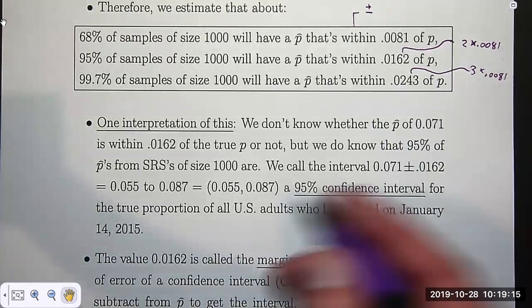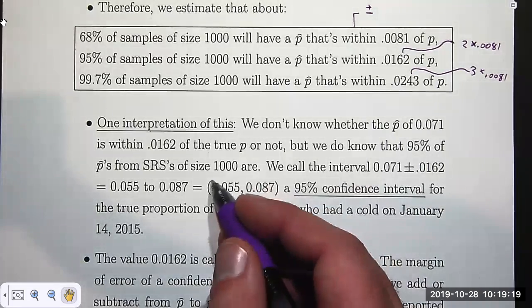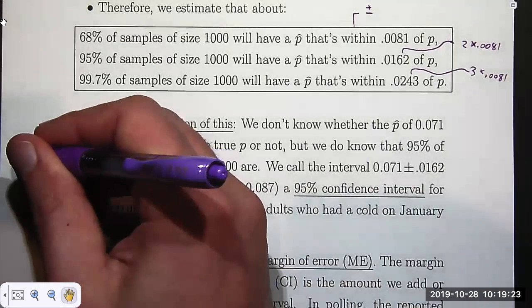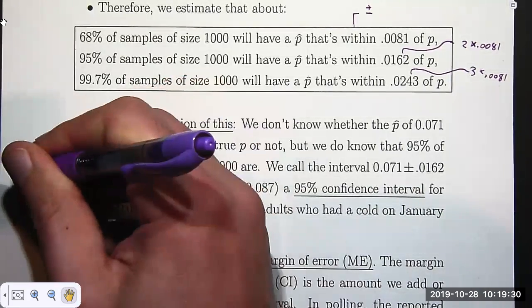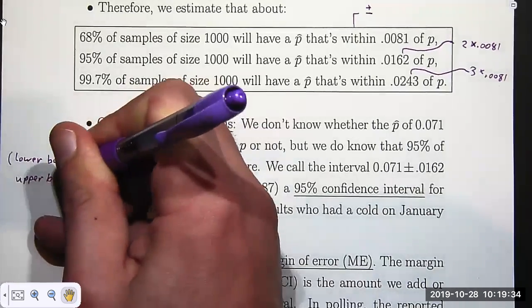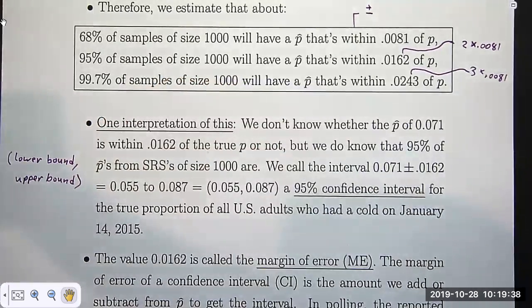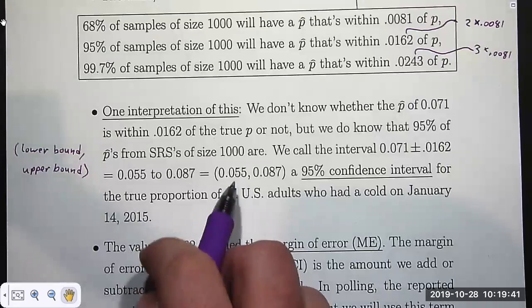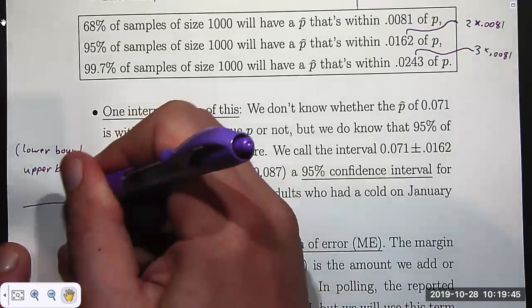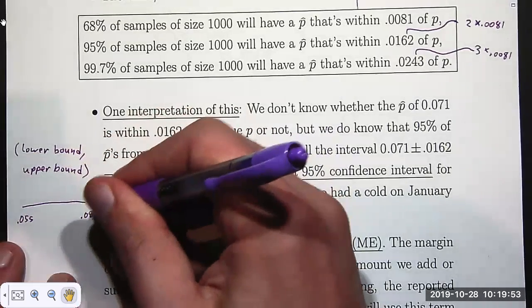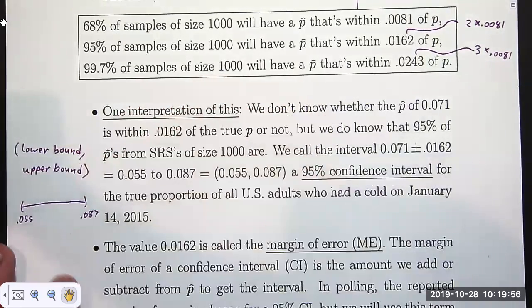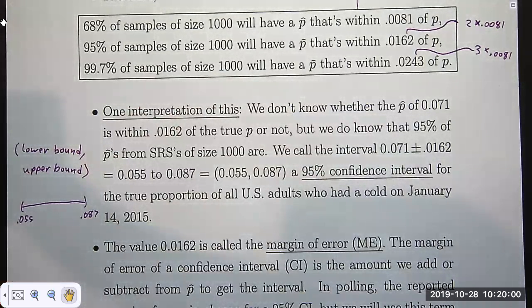All right, when you write this interval, use interval notation, which is you've got a parenthesis, lower bound, comma, upper bound, end parenthesis. So what this is saying is that we've got an interval from 0.055 to 0.087, right there, and that we're 95% confident that we've captured p within this interval.